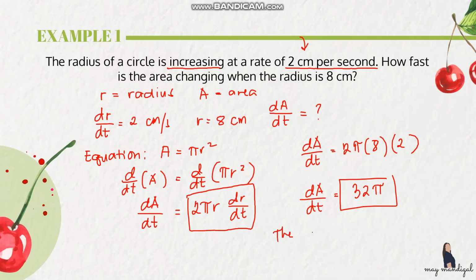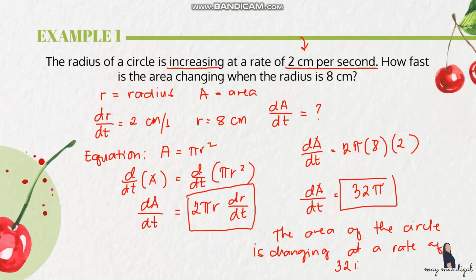So the area of the circle is changing at a rate of 32 pi, and then the unit is cm, and then second, 32 pi cm squared per second. Now, why do we have to use squared? Because we're talking about area. Okay, so there. So this is our final answer. So the area of the circle is changing at a rate of 32 pi square centimeters per second.